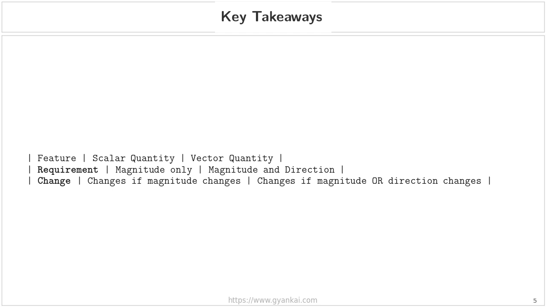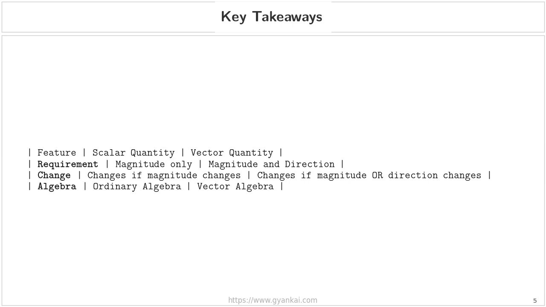Next, let's consider how these quantities change. A scalar quantity is quite simple. It only changes if its magnitude changes. But be careful with vectors. A vector quantity is more sensitive. It can change if the magnitude changes, or if the direction changes, or even if both change simultaneously. Even a change in orientation alone makes it a different vector.